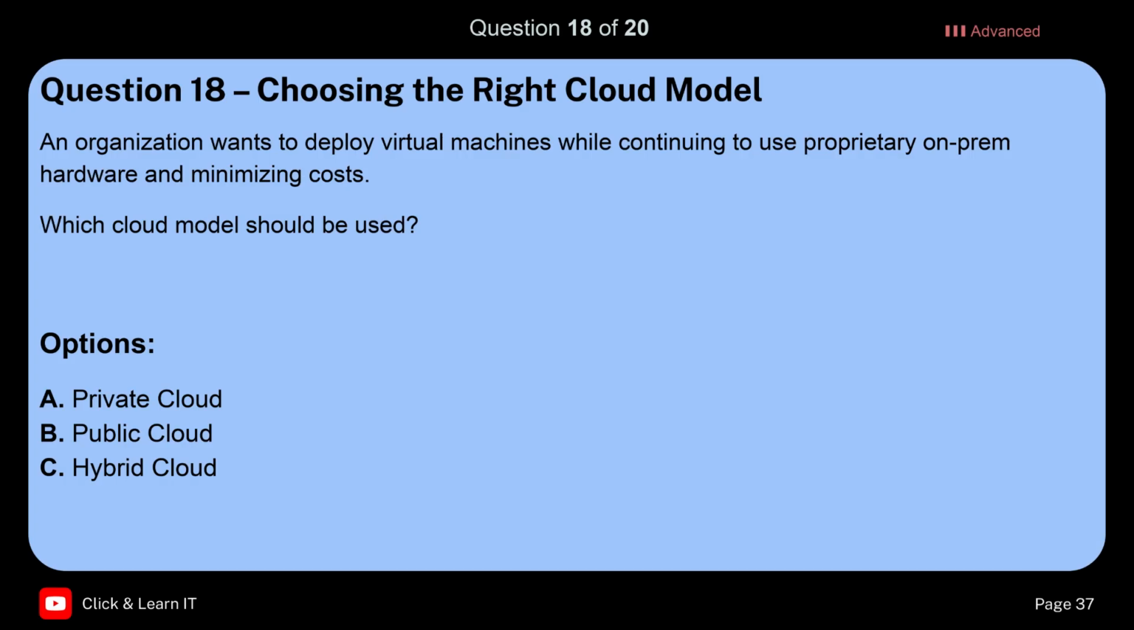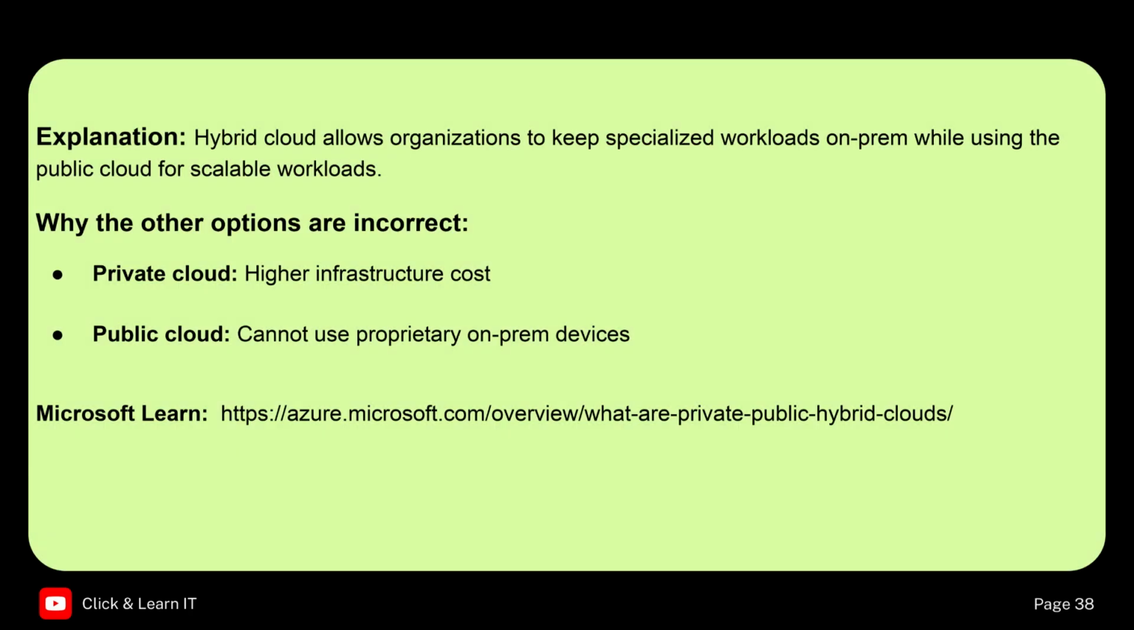Question 18. An organization wants to deploy virtual machines while continuing to use proprietary on-premises hardware and minimizing costs. Which cloud model should be used? The correct answer is C, hybrid cloud. This allows organizations to leverage proprietary on-premises hardware while utilizing the public cloud for scalable workloads, balancing cost and control.